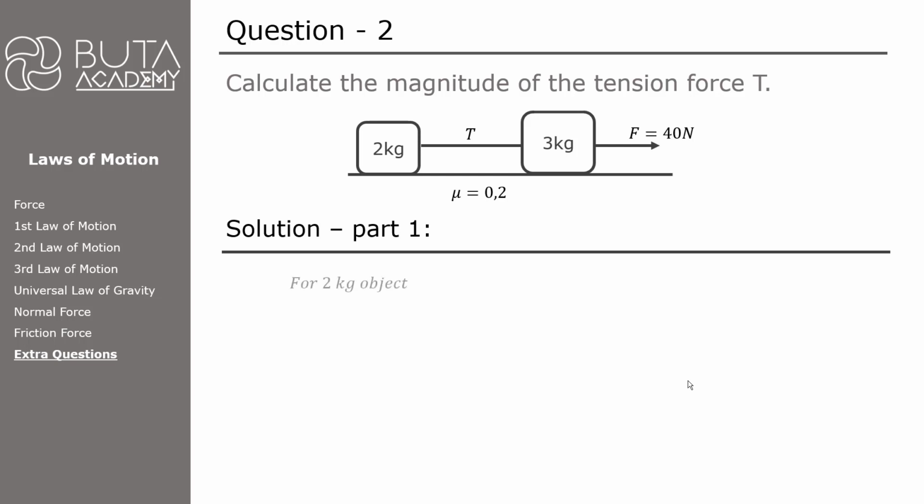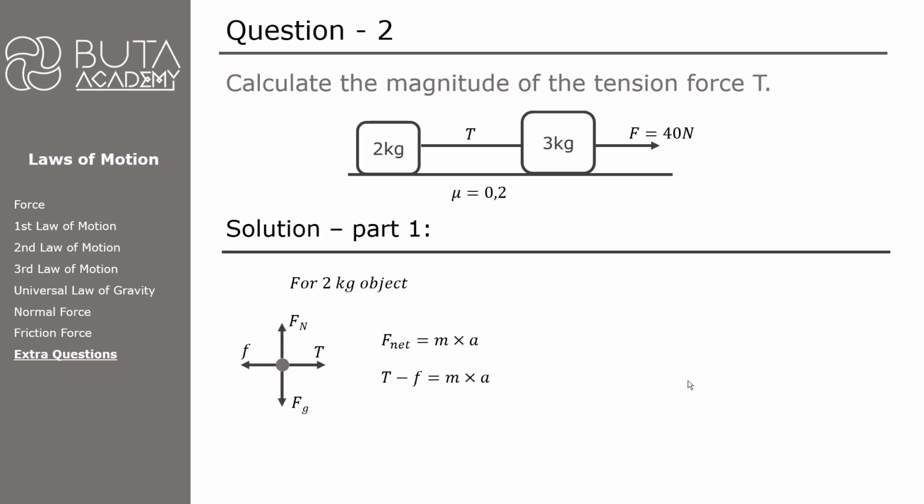Let's start with the 2 kg object. Forces applied on this object are the force of gravity, which is acting downwards, the normal force, which is acting upwards, the tension force acting to the right, and then the friction force, which is opposing the motion and acting to the left. According to the second law of motion, net force is equal to mass times acceleration. As the tension force and the friction force are acting in opposite directions, net force is equal to tension force minus friction force.